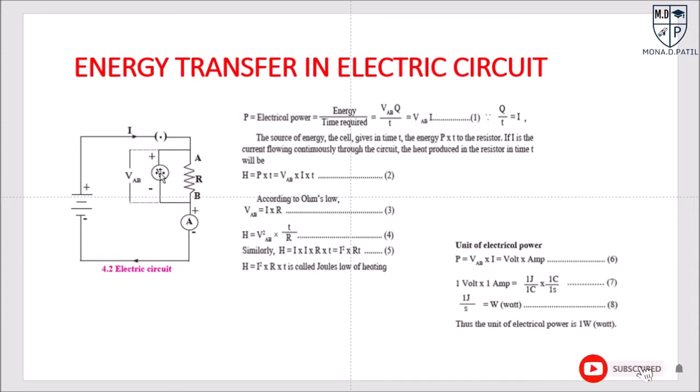V is given for the voltmeter. The voltmeter is used to measure the potential difference, and the ammeter is used to measure the current in the circuit. So these are the components. Now, in an electric circuit, obviously we will get electric power.